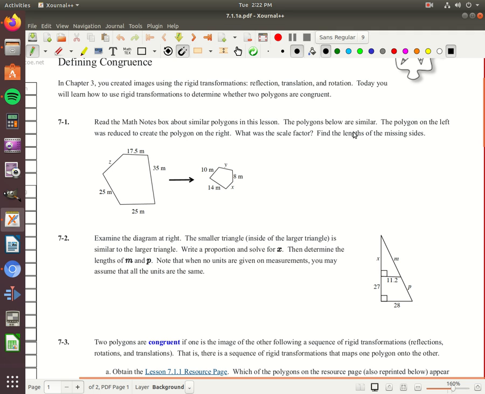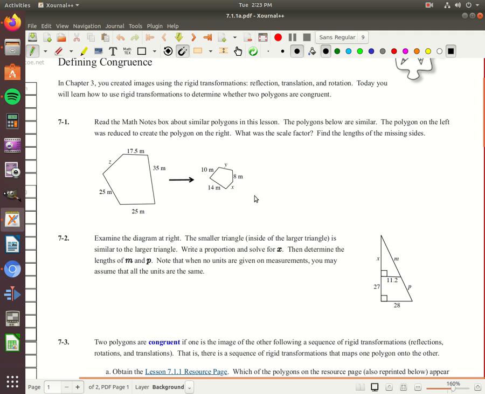The polygons below are similar. The polygon on the left was reduced to create the polygon on the right. What is the scale factor? Find the missing length. Similar just means that they're the same shape, but not the same size. If you think of an actual Camaro car and a model, they have the same shape, but clearly not the same size. But they have a scale factor where if you took that model and made it a certain times bigger, it would be the same size as the other car.